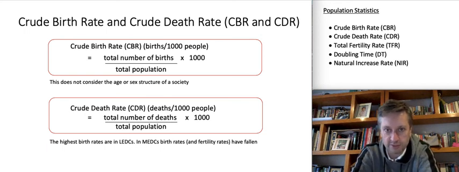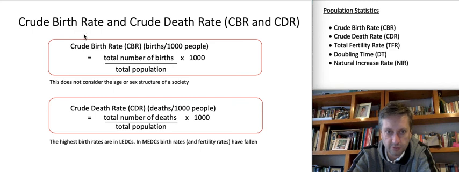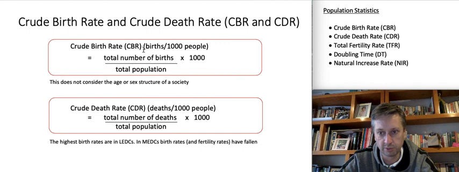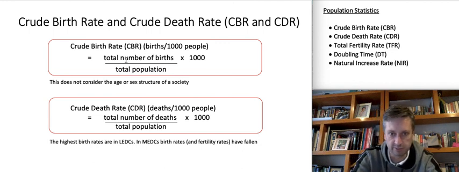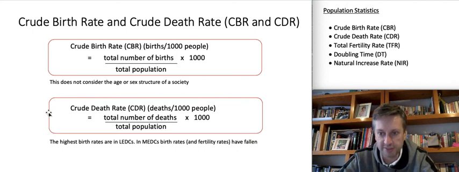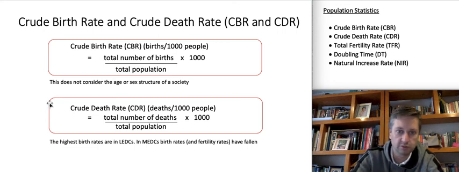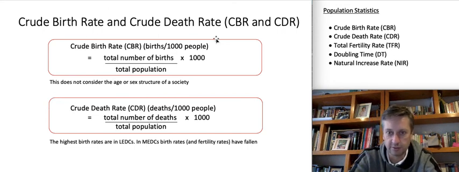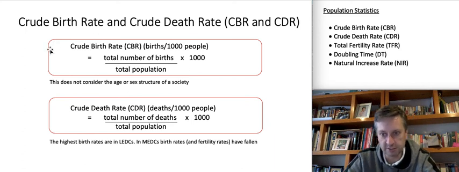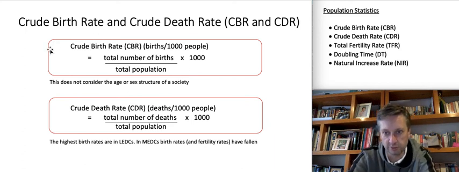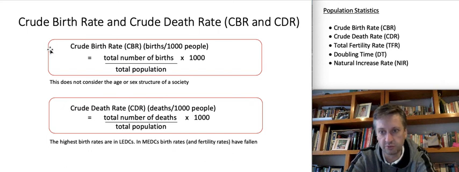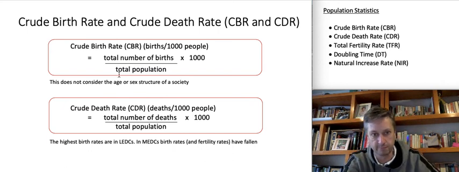Here we've got two together because they're similar. The crude birth rate and the crude death rate. The crude birth rate is the total number of births per 1,000 population. And you can express it mathematically as well. The crude death rate is the total number of deaths per 1,000 people in a society. So again, obviously you need to define the population you're talking about. Are you talking about a megacity? Are you talking about a country? Are you talking about the crude birth rate and crude death rate of the planet overall? Okay, that should be fairly straightforward.